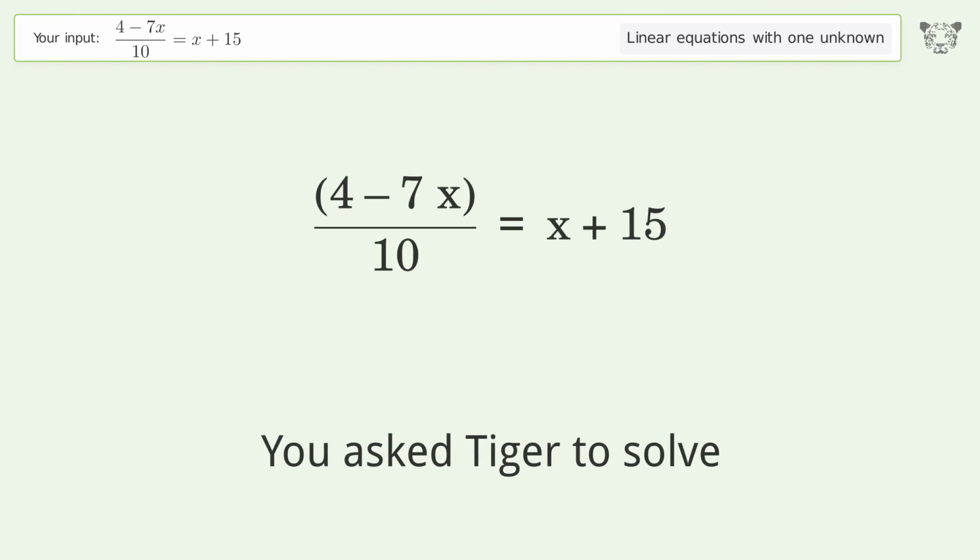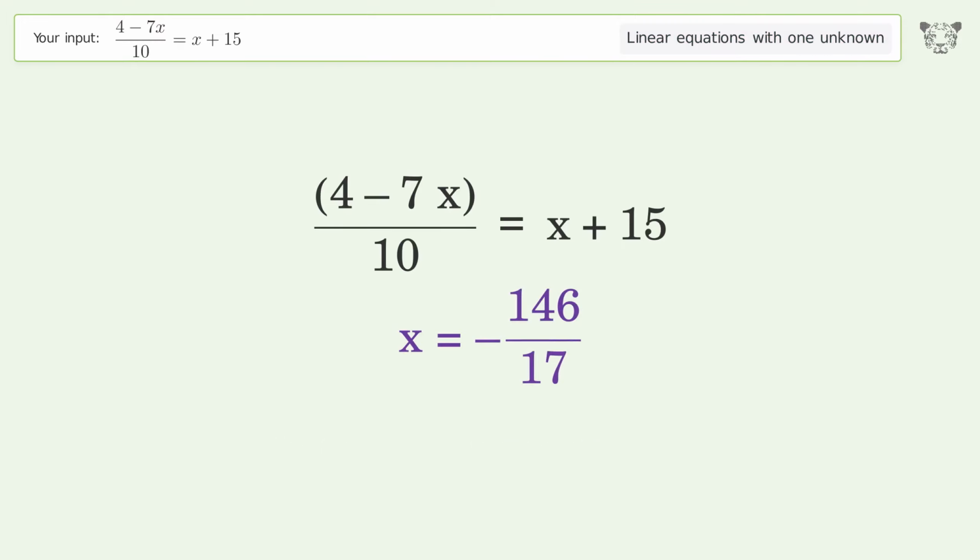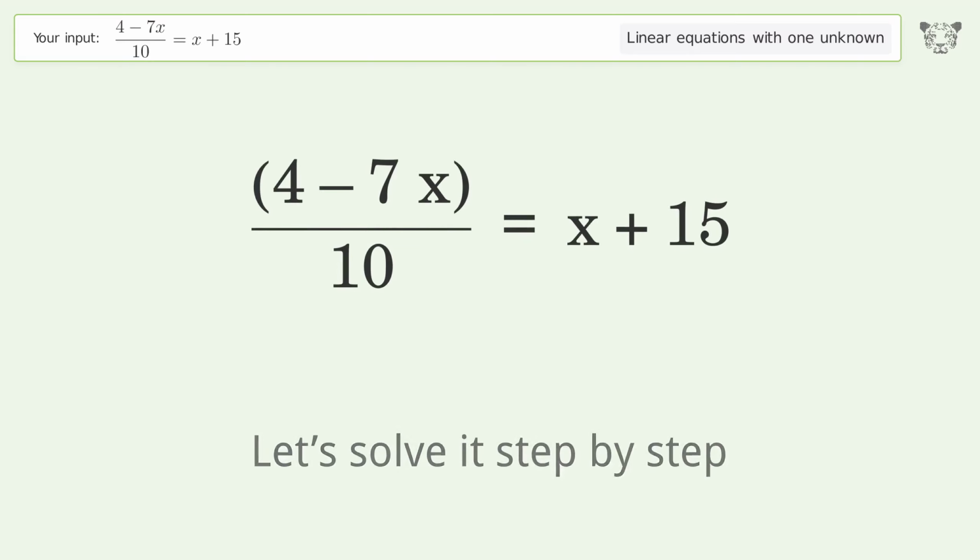You ask Tiger to solve. This deals with linear equations with one unknown. The final result is x equals negative 146/17. Let's solve it step by step.